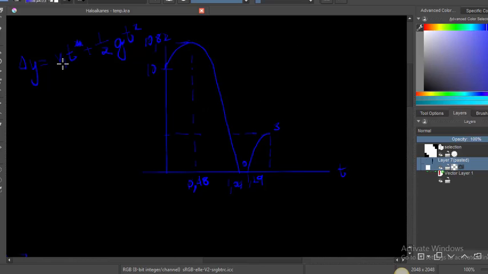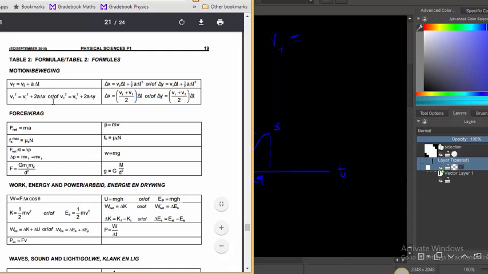Actually, we can't use this one because we don't have initial velocity, so this one won't work. We have final velocity 0, so we have final velocity squared is initial velocity. No, that one won't work. Final velocity is equal to initial velocity plus a half times. No, that one won't work. So let's quickly look at our formula sheet here. We don't have initial velocity, so which one doesn't have initial velocity? Why does everyone use initial velocity? Can't we work out just delta x?